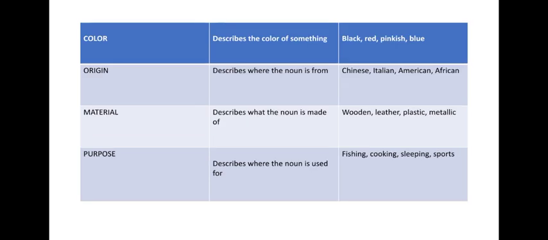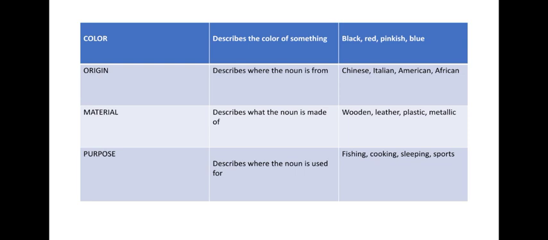So we have the remaining acronym, COMP. Here C stands for color, that describes the color of something, for example black, red, pinkish, blue. Next one, origin. Origin describes where the noun is from. For example, Chinese, Italian, American, African, Indian. Next, we have material, that describes what the noun is made of. For example, wooden, leather, plastic, or metallic.